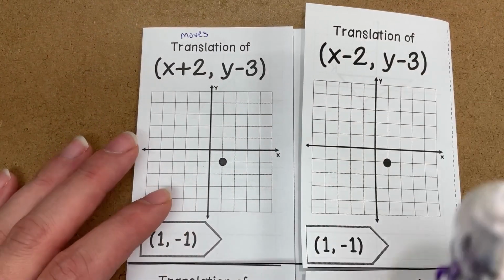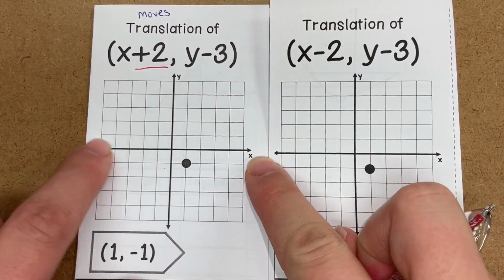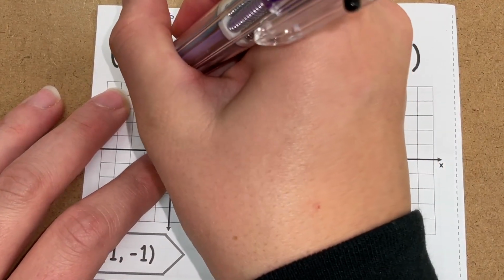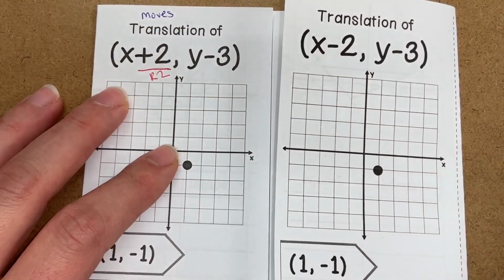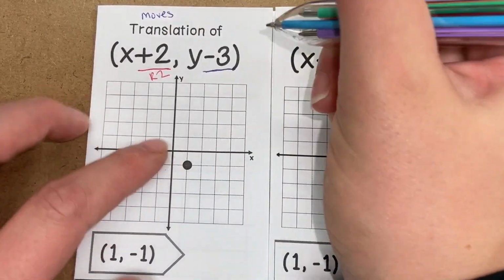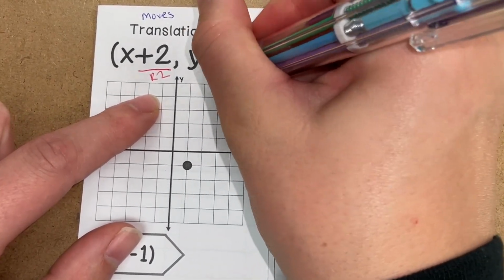So if you have x plus 2, right? Well, the x-axis, they go right and left. So if you have a plus 2, this means right 2. And then on the y here, we have y minus 3. And notice y-axis goes up and down. So if you're minusing, that's going to be a down 3.